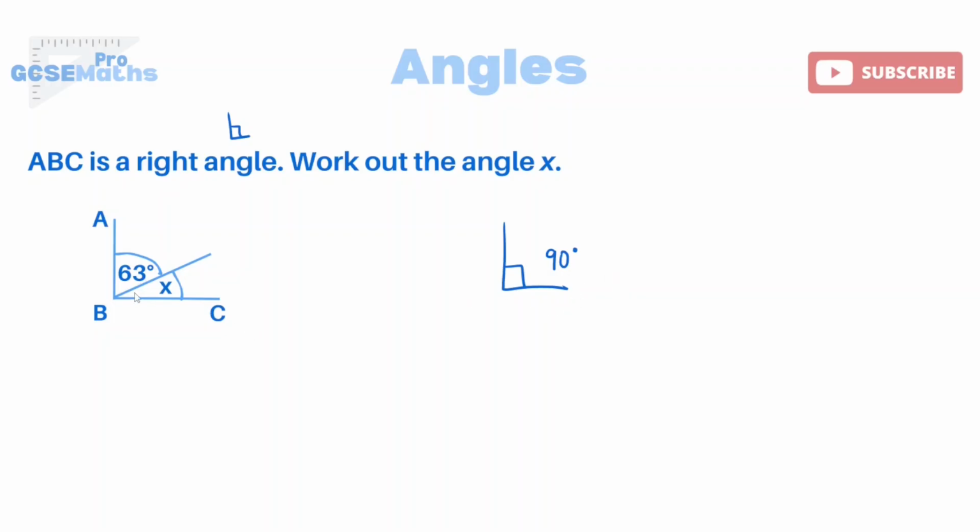The logic is now the same as last time. If we know that this whole angle must be 90, and there's two parts that it's been split into, 63 and X, all I will need to do is 90 subtract 63, and that should give me X. So that should be 27 degrees for X. Again, that's just something we'll need to memorize.